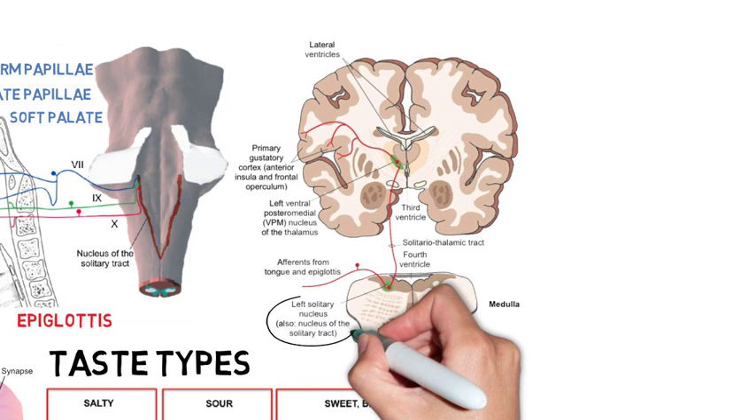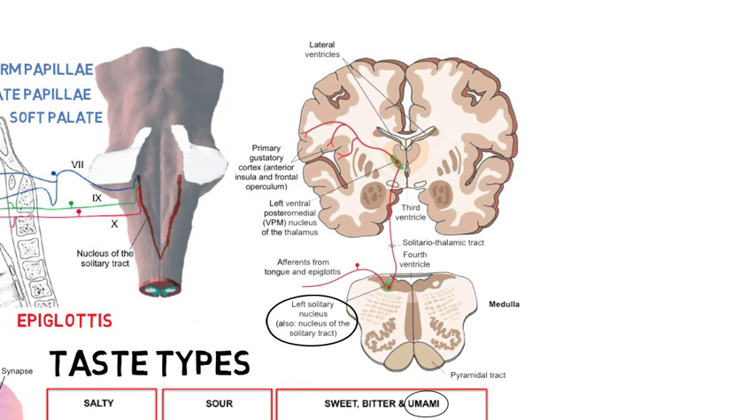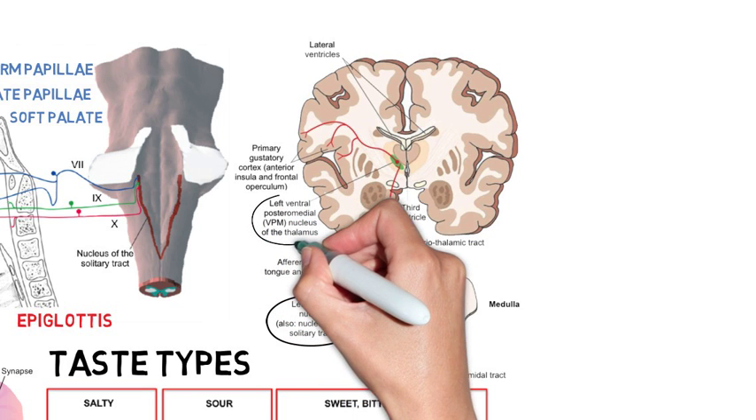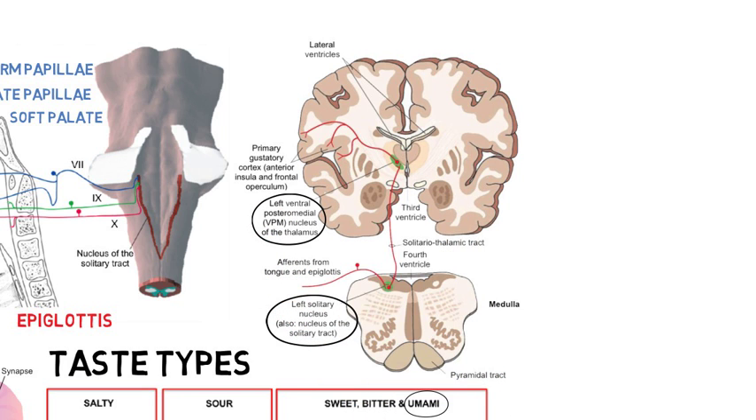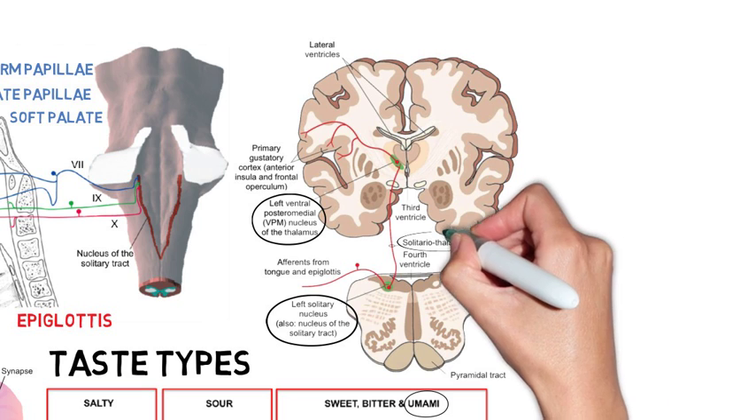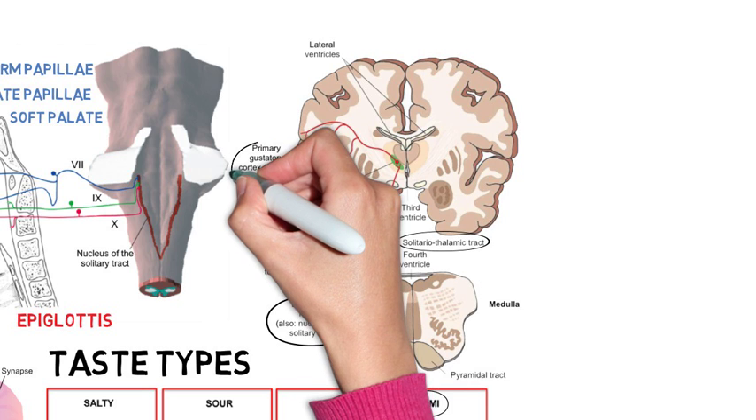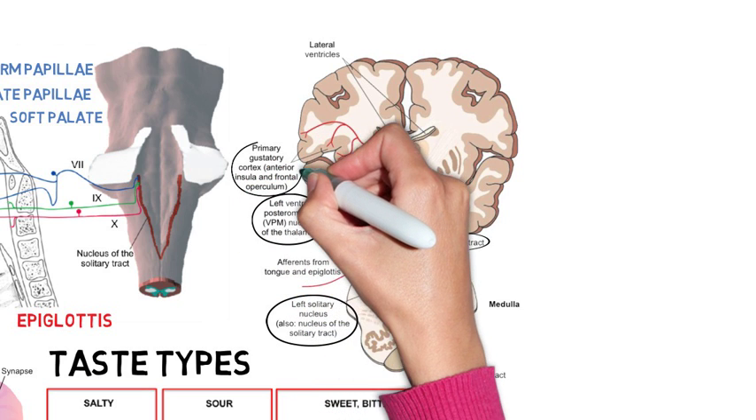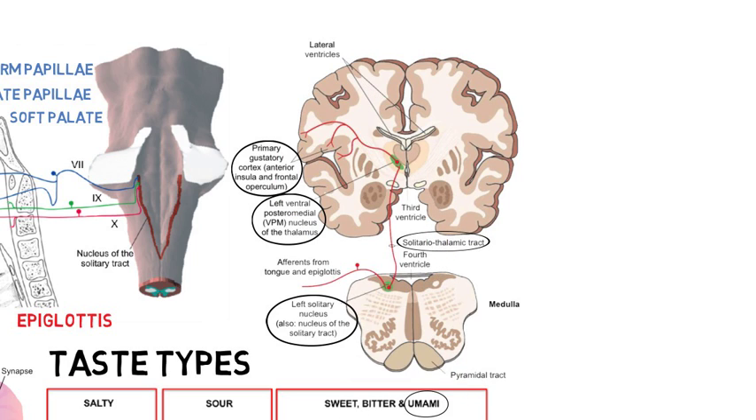in the medulla. The second-order neuron projects to the ventral posterior medial nucleus, VPM, of the thalamus via the solitariothalamic tract. The third-order neuron projects from the VPM of the thalamus to primary gustatory areas, including the anterior insular and frontal operculum.